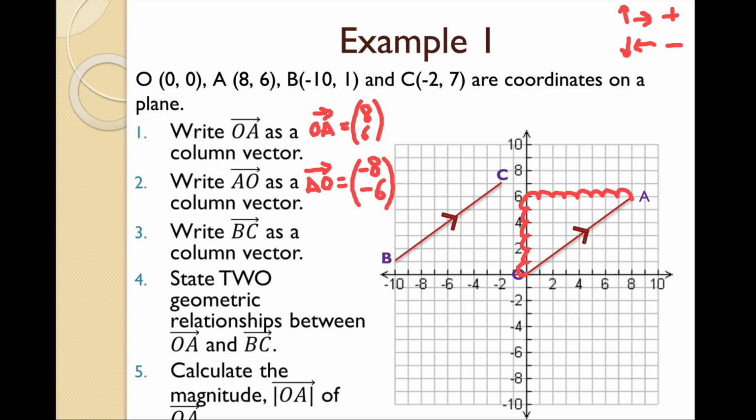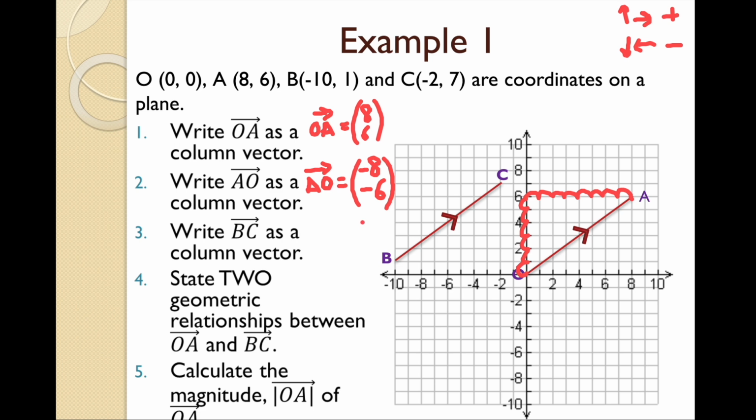Now I want someone to tell me, what do you notice between OA and AO? What do you notice between the two? They're opposite of each other, right? Inverted, in the sense that OA is 8, 6 and AO is negative 8, negative 6. So if I already know what OA is, I don't need to work so hard. All I need to do is change the signs. Instead of saying OA is 8, 6, I could say AO is just the opposite of that, negative 8, negative 6. Does that make sense?